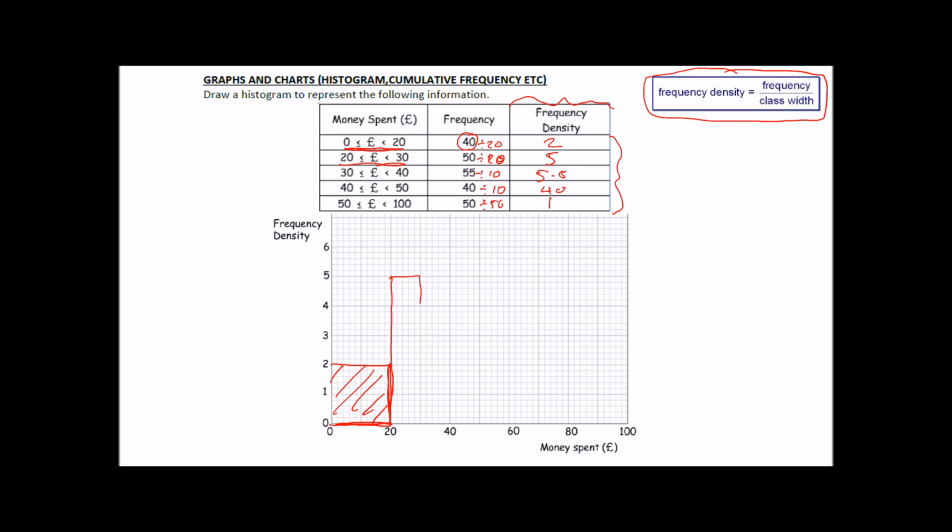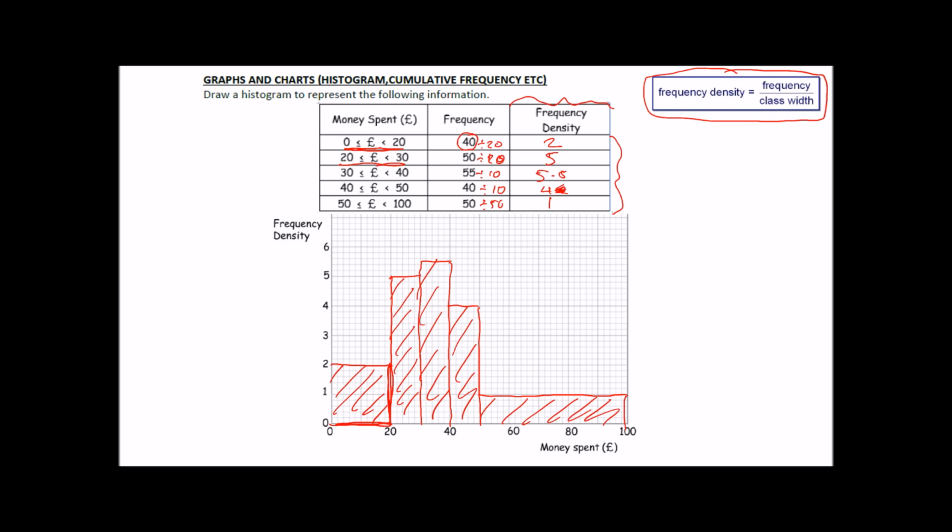So for the next one, it's between 20 and 30 and goes up to 5. So nice and accurately as you possibly can. Again, use a ruler, unlike me. The next one's between 30 and 40 and goes up to 5.5. So nice and accurately, that'll be 2.5 squares up and down to 40. The next one will be between 40 and 50 and is 4, sorry, that should be 4, not 40, and should be 4 tall. And then the last bar is between 50 and 100 and is 1 tall. And all the areas of those bars would give you the frequencies.